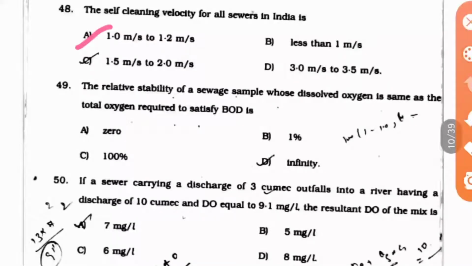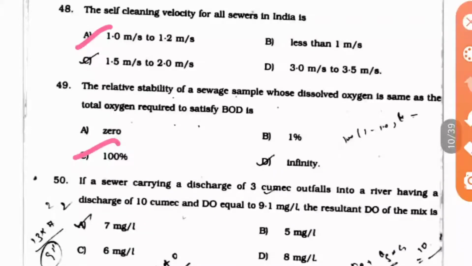Question number 49. The relative stability of a sewage sample whose dissolved oxygen is the same as the total oxygen required to satisfy the BOD: then its relative stability is 100%, because it already has dissolved oxygen in it, which is equal to the required oxygen to satisfy the BOD. So it is 100% stable.